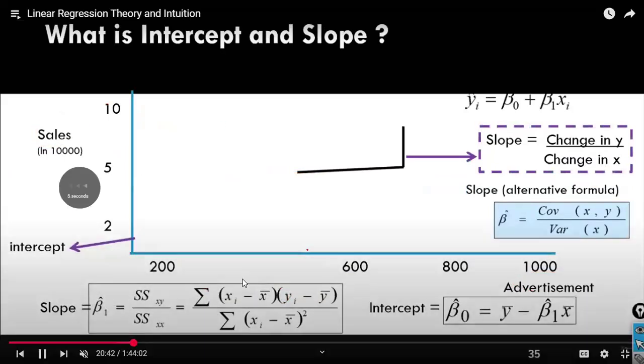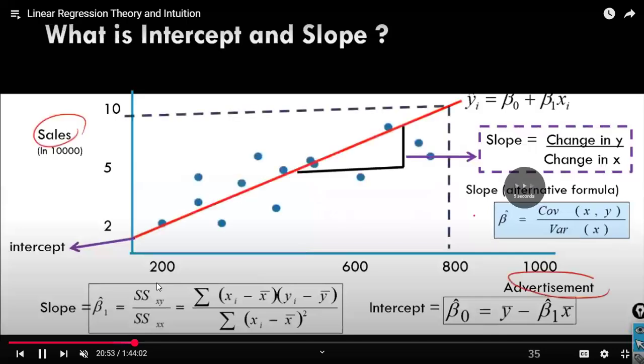So if you view this equation visually, for example, another example, okay? In the x-axis I plotted advertisement, y-axis I plotted sales. When you invest more on the advertisement, obviously your sales will also be more, right? Let's assume that way, okay? Let's say this is your 2 lakhs, 5 lakhs, and 10 lakhs. You just think that way.